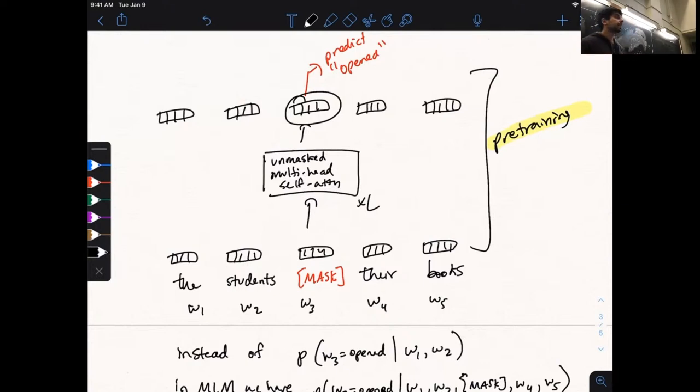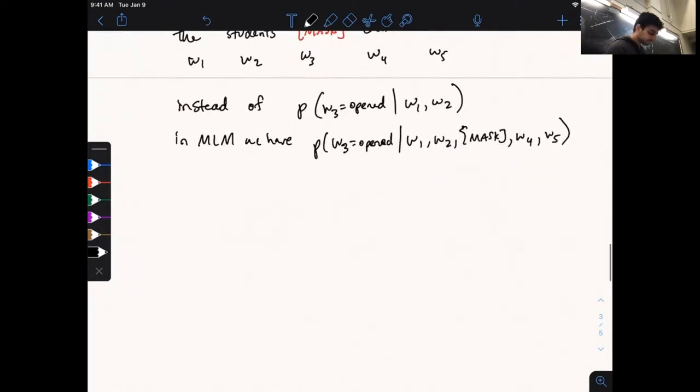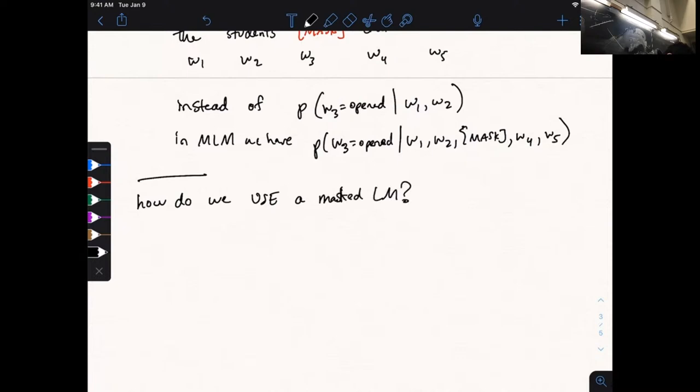So I can train this model on a very, very large data set, and I can make it really big, but it's not useful, right? We already discussed I can't generate anything with it. I don't know how to use this model. So let's say we want to adapt this model to sentiment analysis. How do we use masked LM?